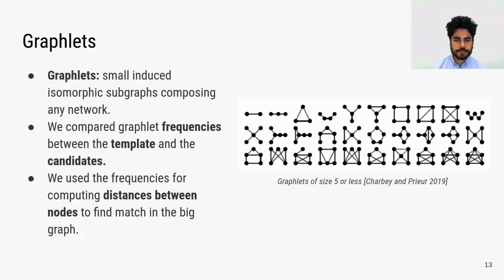We studied the structure of the given networks using graphlets. Graphlets are small induced subgraphs composing any network, which give information on the local and global structure of the graph. We used graphlet frequencies to compare the template and the candidates on a global and node level, but also to find potential matches in the big graph using the frequencies as a basis for a node distance measure. Graphlets can be of various sizes, directed or not. We mainly used undirected graphlets of size 5 for interpretation reasons.